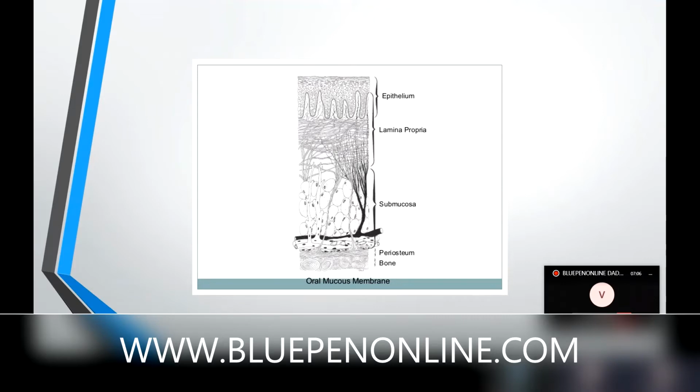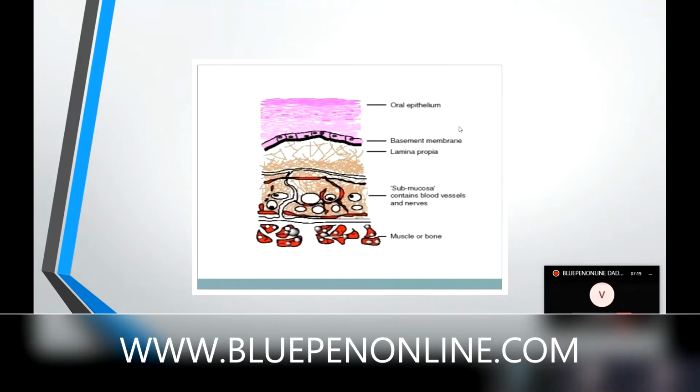I'll be sharing this PPT. In this PPT it's very clear. I've made it more pictorial for you to understand better. This is again oral epithelium. Then the basement membrane, which separates the oral epithelium from the lamina propria or the connective tissue. The connective tissue has lamina propria or fibers. Then the submucosa, which contains blood vessels, nerves, minor salivary glands, and the muscle or bone.